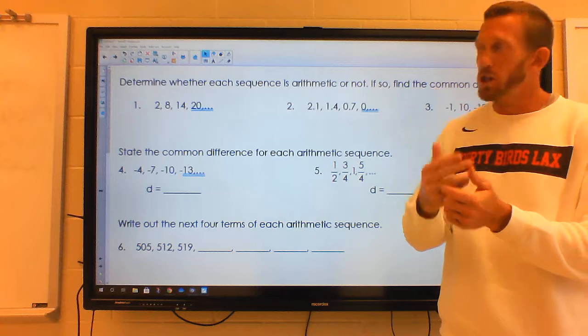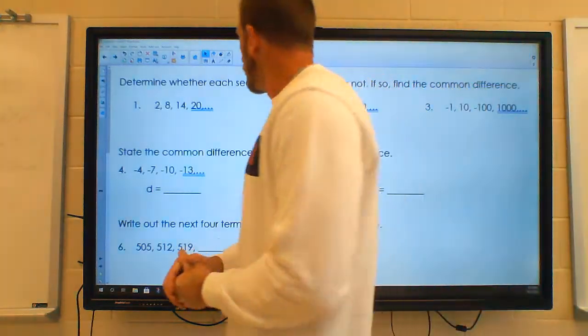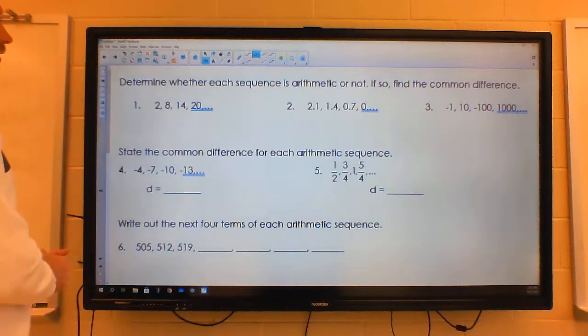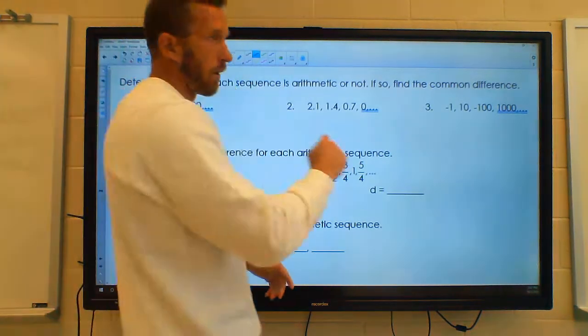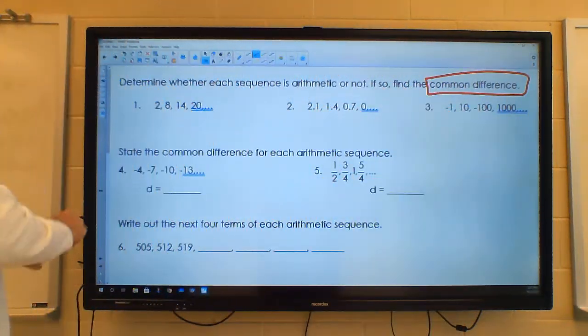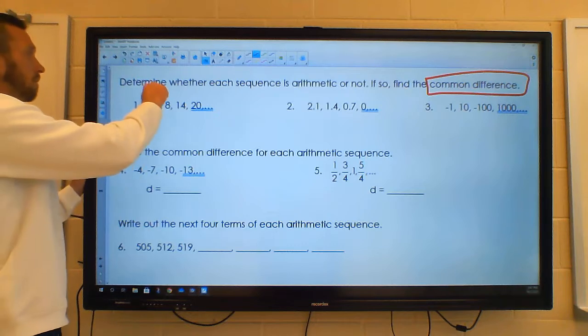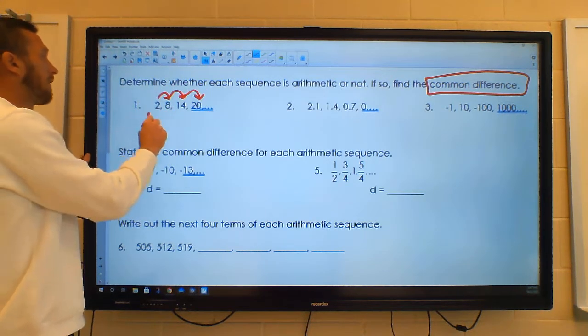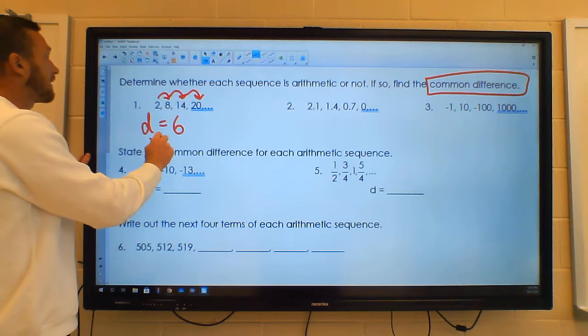Unit 3, Worksheet 8, answers. This is on arithmetic sequences. So, first 3 questions. Determine whether the sequence is arithmetic or not. If so, find a common difference. If it is arithmetic, then there is a common difference, meaning we are adding the same thing from term to term. Plus 6, plus 6, plus 6. Guess what? Common difference is 6, so that's a yes.